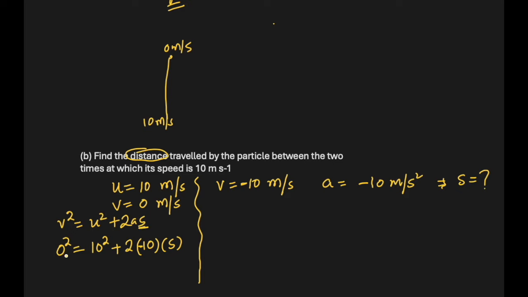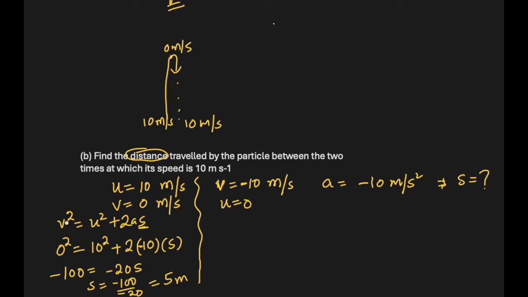So 10 squared is 100, and when it goes to the left side it becomes negative, minus 20s. So s is minus 100 over minus 20, which is 5 meters. Okay, this time now v equal to minus 10, but u is 0 because it is turning back and coming to 10 meters per second in this direction. But keep in mind, this will be exactly the same distance. It is assumed, but let's see if we get the same thing again.